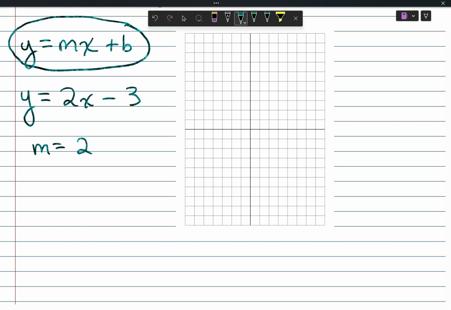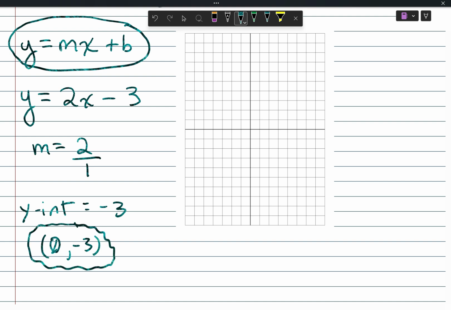And remember, when we're graphing, you want to make a fraction so you can do the rise over the run. So the rise is 2, the run is 1. And then the y-intercept is negative 3. So that's where you go. And that's why some teachers like to write the ordered pair. Whatever they choose to do is fine. The y-intercept is negative 3. That's where your graph will cross the y-axis. That's the first point you start out with, 0, negative 3.